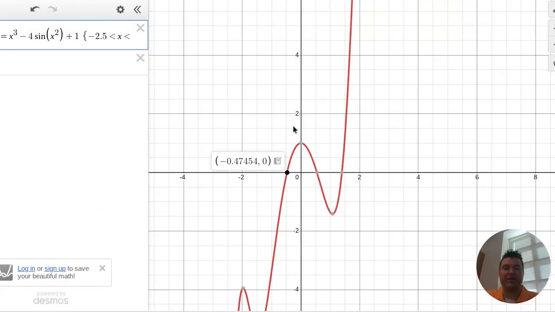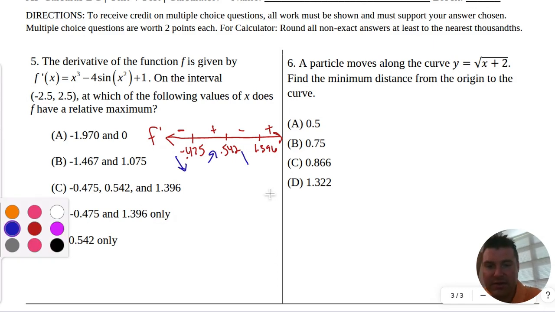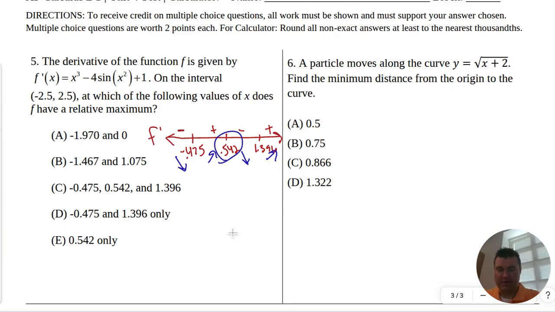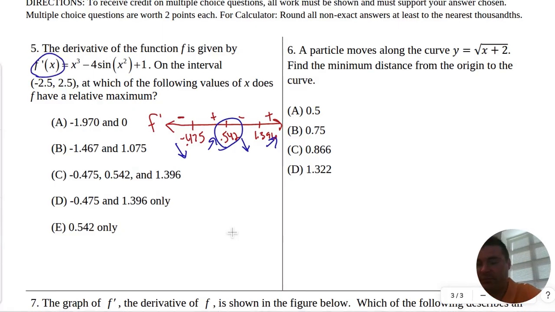Okay, so on my sign chart, left of negative 0.475, I am negative, and then I am positive, and then I'm negative, and then I am positive. So as we can see with the behavior, I'll do this in blue. We're going down, then up, then down, then up. Clearly right here, I do have my relative max at 0.542. So be careful on these problems where they're already giving you the derivative. All you have to do is find the sign chart for that and get the answer, which in this case is going to be E.